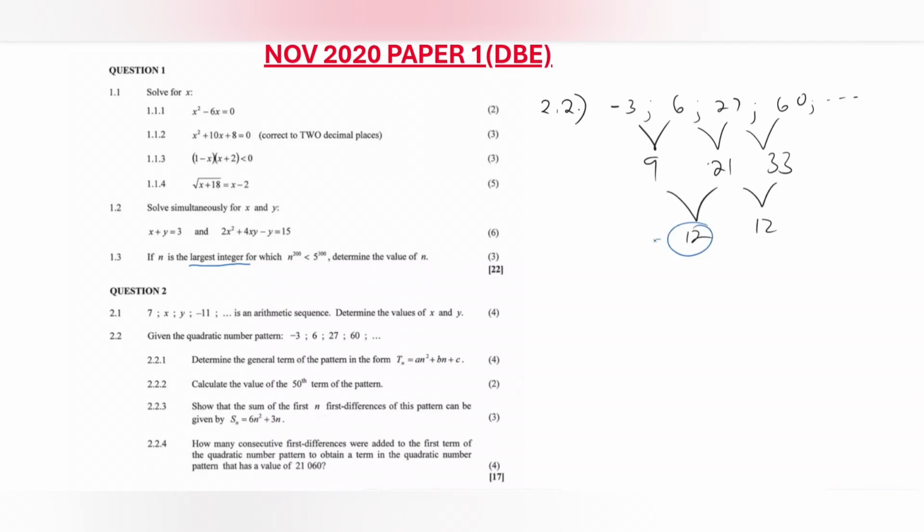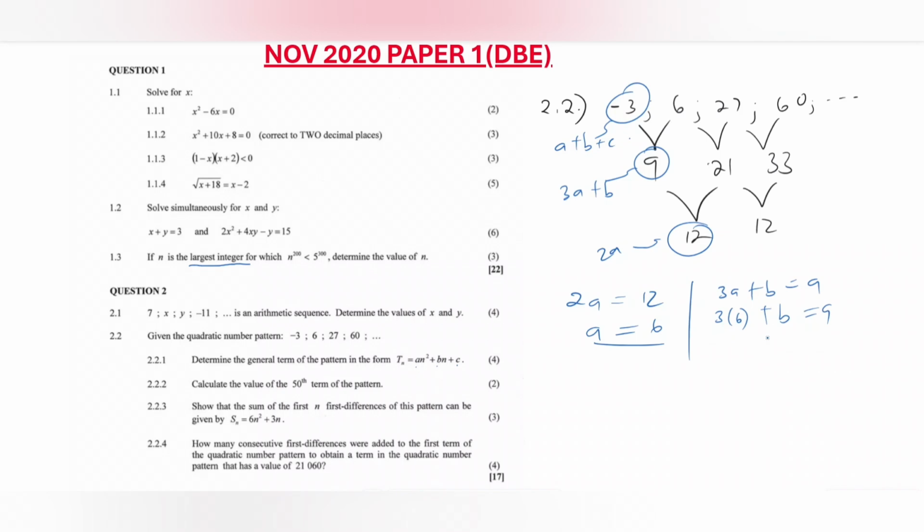So 12 is equal to 2a. Then 9 is equivalent to 3a plus b. And minus 3 is equivalent to a plus b plus c. So what we are looking for is the values of a, b, and c. For a, we use 2a is equal to 12. We divide by 2 on both sides, so a is equal to 6. Then 3a plus b is equal to 9. Now we're looking for b. Substituting a, which is equal to 6, that's 3 multiplied by 6 plus b is equal to 9. So b is equal to 9 minus 18. We get minus 9.